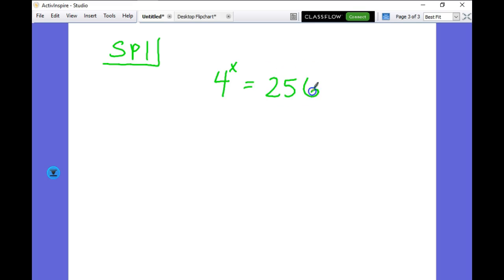256. I'll give you a little bit. We want to make the bases match, and usually you're going to make the bigger one match the smaller base. So this is going to be 4 to some power, and after a little bit of calculator work, you'll find out that it's 4 times 4 times 4 times 4. In other words, it's 4 to the 4th power. So x equals 4.